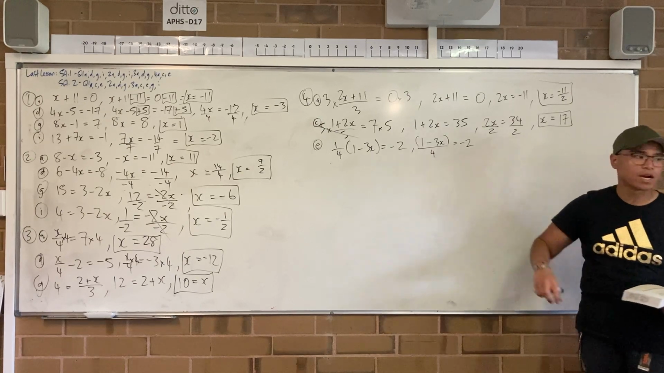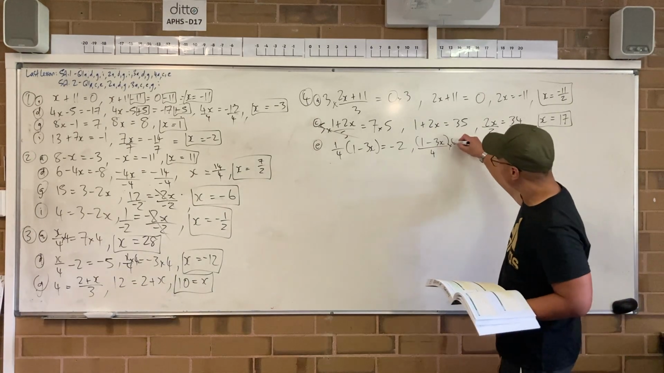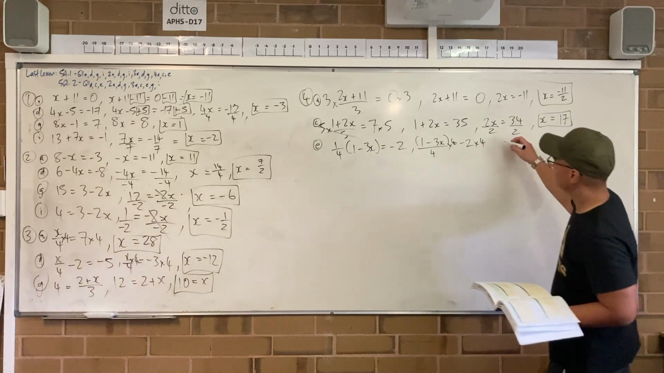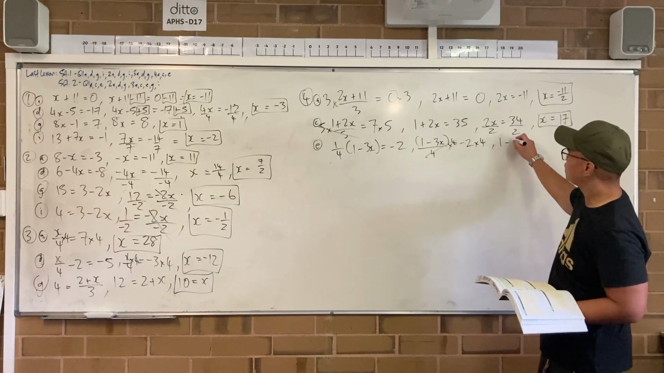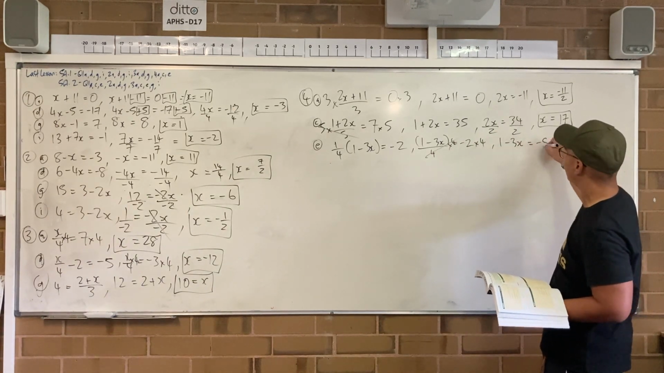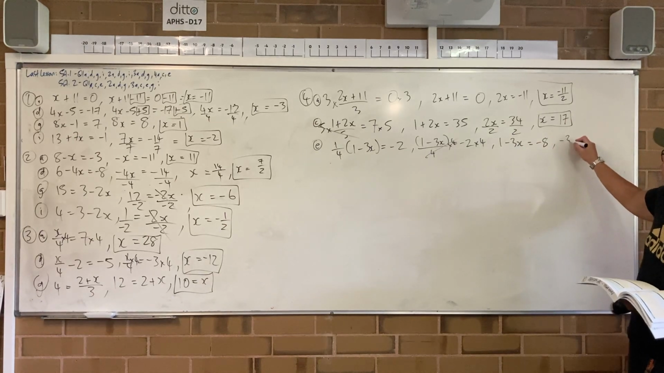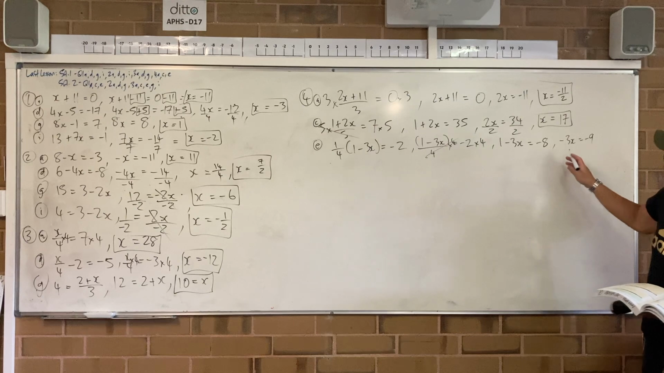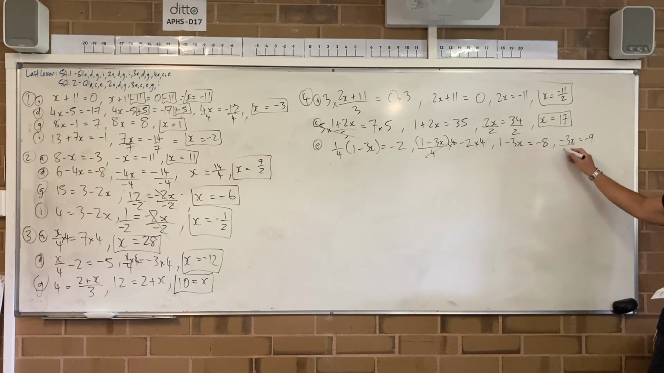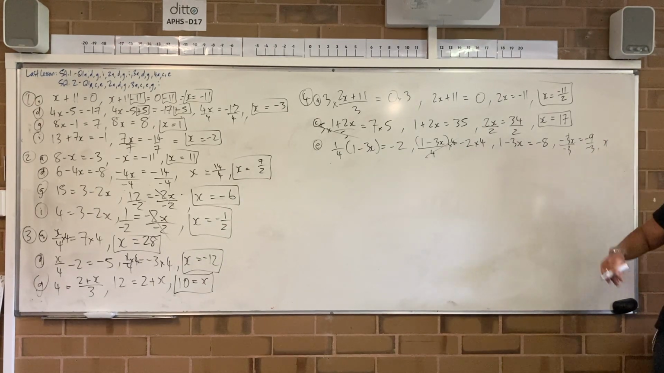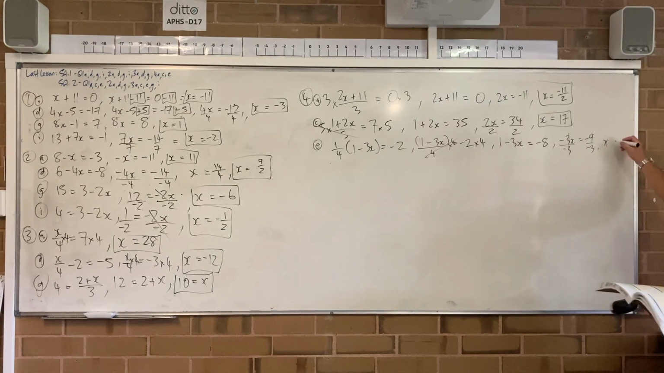Dividing. What's the opposite of dividing by 4? Multiplying by 4. Multiplied by 4. So that's going to cancel. You're going to have 1 take 3x is equal to negative 8. What's the opposite of adding 1 to something? Taking 1. Negative 3x is equal to negative 9. What's the opposite of times it by negative 3? Divide by negative 3. What's a negative divided by a negative? Positive. What's 9 divided by 3 then? 3. x is equal to 3.